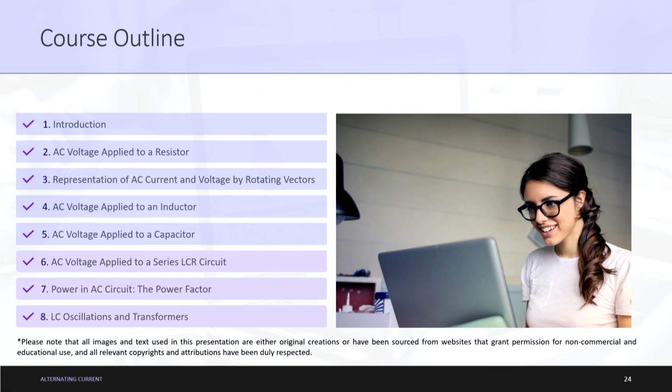So, currently we are on this fifth topic, that is AC voltage applied to a capacitor. After this is done, we will move on to AC voltage applied to a series LCR circuit. Introduction is done, AC voltage applied to a resistor is done, representation of AC current and voltage by rotating vectors is done, AC voltage applied to an inductor is done, and now let us try to understand AC voltage applied to a capacitor.